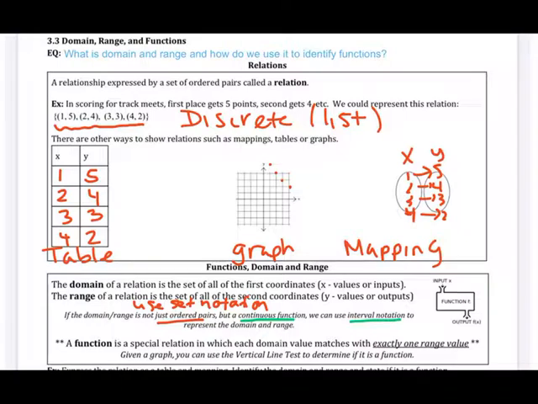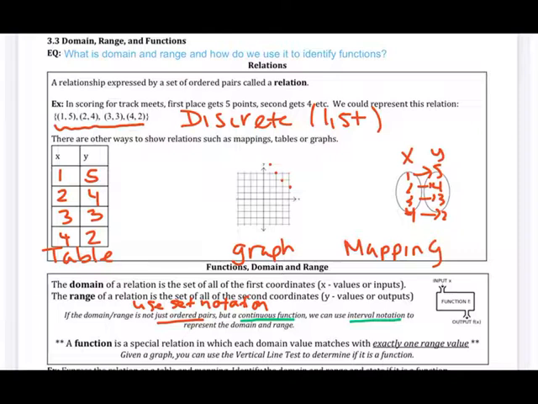There we go. So these are discrete numbers, discrete sets of relations, because we are listing finite numbers like just 1, just 2, just 3, just 4 for the rankings, just 5, 4, 3, 2, 1 for the amount of points that you get. And we can represent those using a set of ordered pairs, using a table, using a graph, or using a mapping. And again, we're really not going to talk about mapping much in this class.